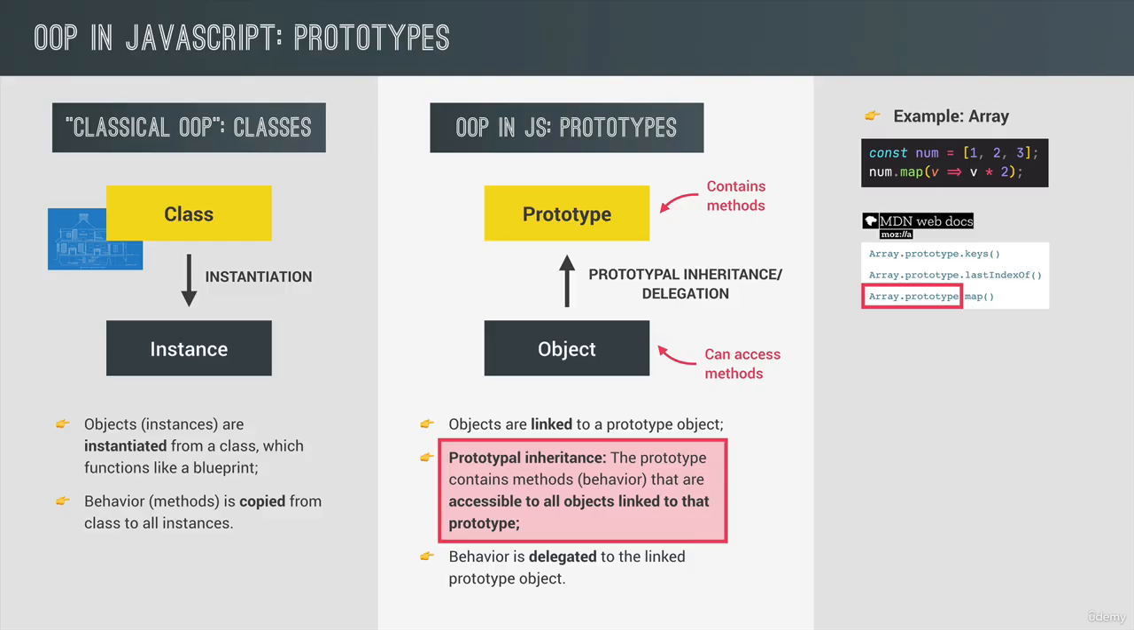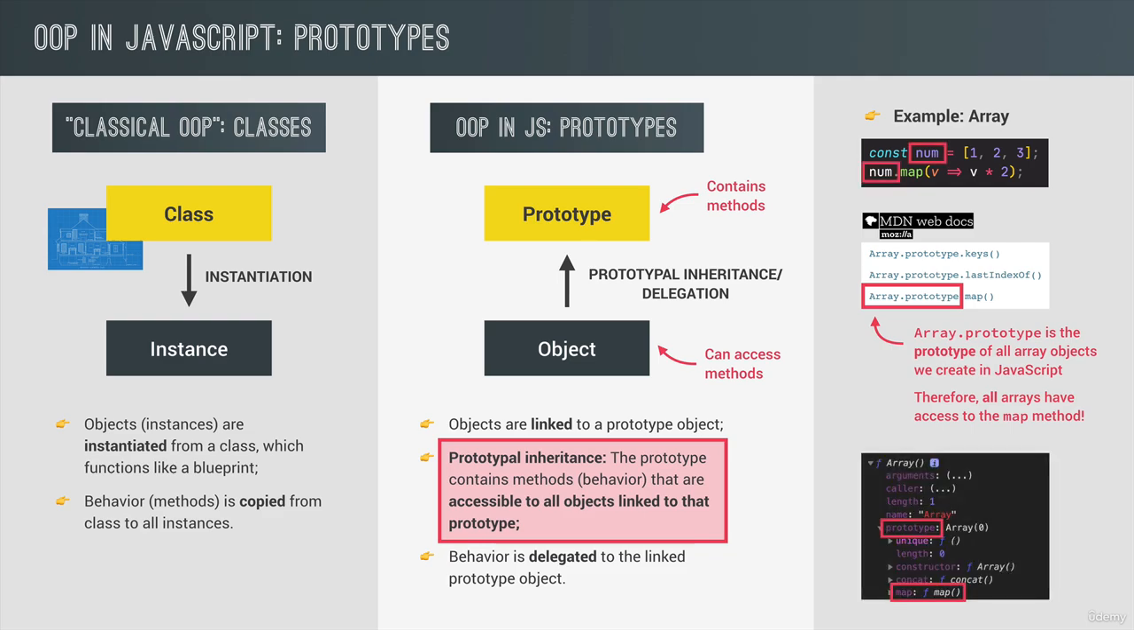array.prototype.map. But why is that relevant? So what does this mean? Well, array.prototype is the prototype object of all the arrays that we create in JavaScript. So just like this example array called num here. Now this prototype object contains all the array methods, including map. So this is where they are actually defined.